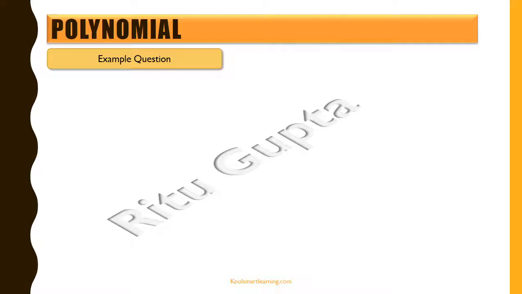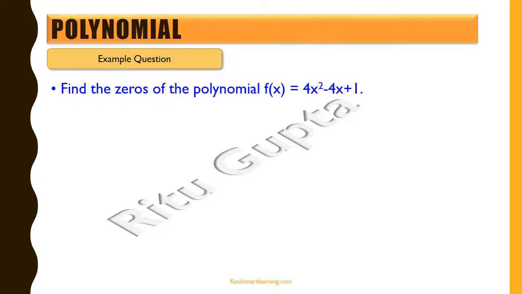So now let's take the example question. We need to find the zeros of this polynomial f(x) equal to 4x square minus 4x plus 1. Now there is definitely a simple approach of finding the zeros where we keep putting in different values of x and finding out whether f(x) becomes 0. But that is a hit and trial method which is time consuming, which may not be the appropriate approach.